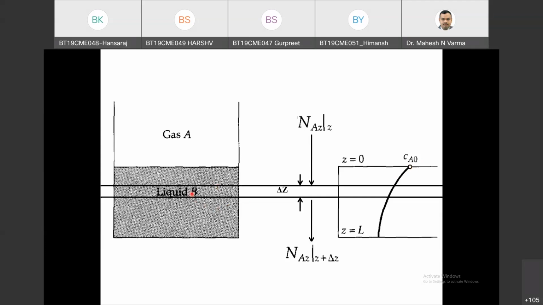Irreversible first order reaction. But if this reaction is very, very fast, what will be the concentration of A in the liquid?